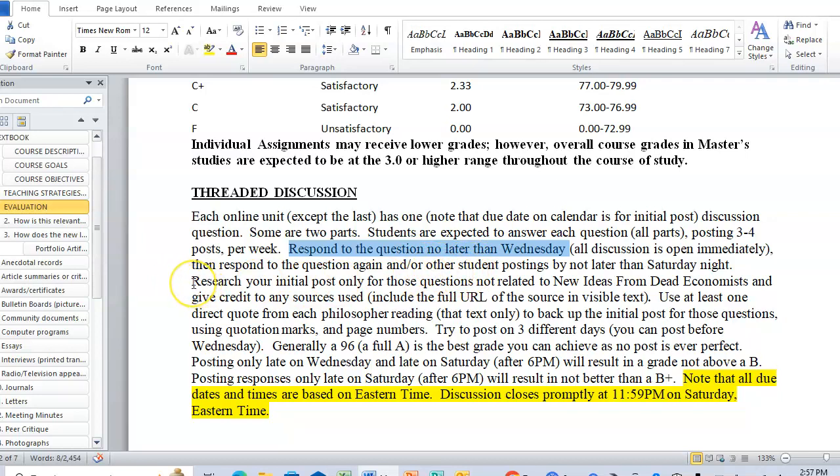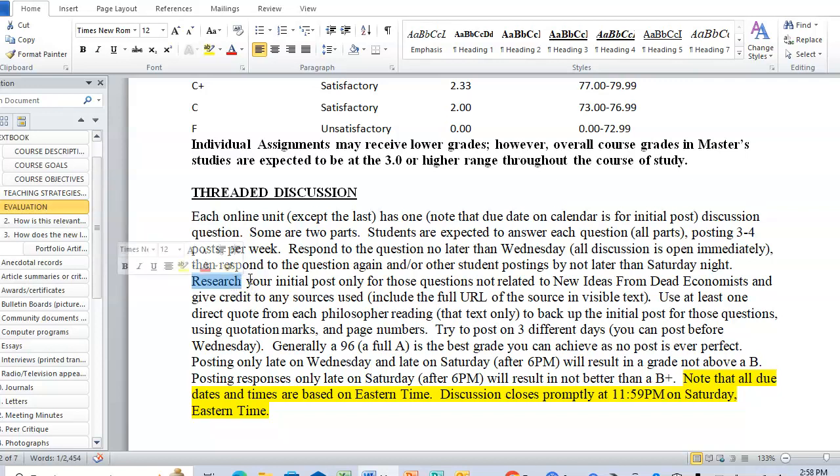If you try to post after Saturday night, say on Sunday, which is almost the beginning of the next week, you'll only be able to get into the next thread discussion. You won't be able to get into the one that just closed on Saturday night.